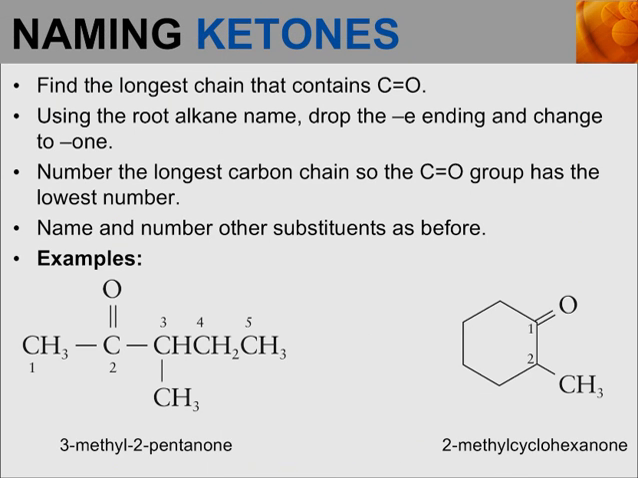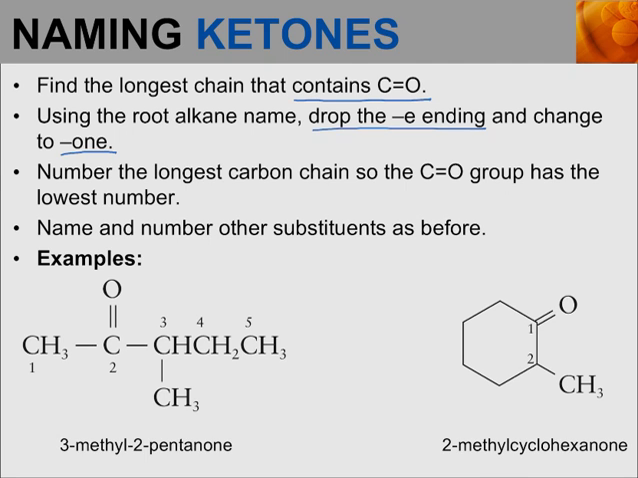Now, how do we name ketones? So pretty similar to before, we're going to find the longest chain that contains the carbonyl group, because remember that carbonyl group in a ketone has 2 alkyl groups bonded to it. So the ketone will likely be in the middle of the molecule. Then we're going to drop the E ending for the typical way that we would name an alkane, and we're going to change that to ONE for ketone.